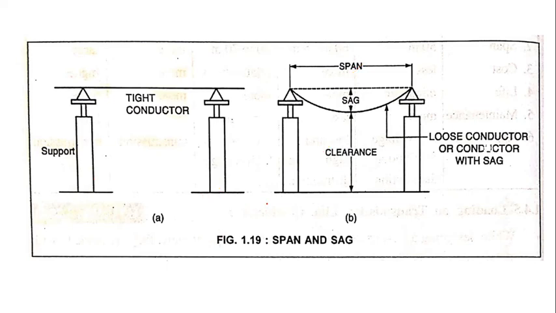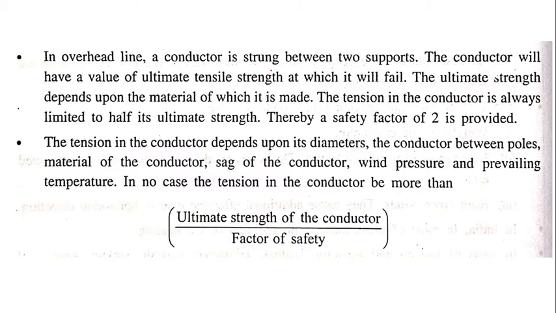In an overhead line, a conductor is strung between two supports. The conductor will have a value of ultimate tensile strength at which it will fail. The ultimate tensile strength depends upon the material of which it is made, and the tension on the conductor is always limited to half of the strength. Therefore, a safety factor of 2 is provided.